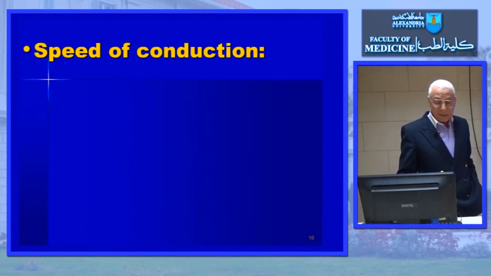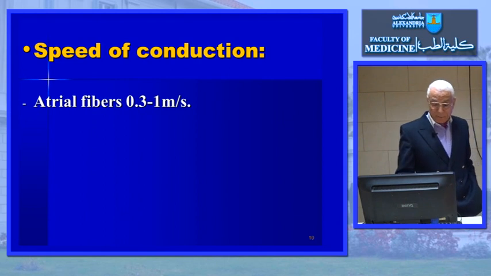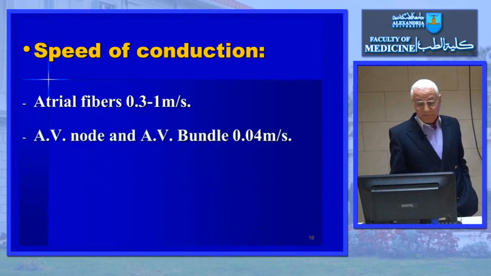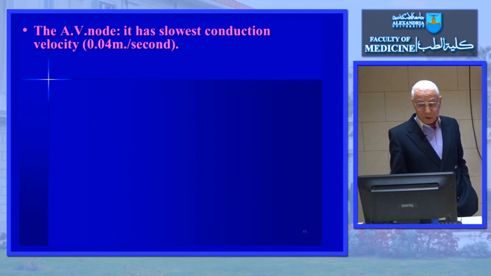The speed of conduction in the conducting system, as I said: atrial fibers, about 0.3 to 1 meter per second. AV node and the AV bundle, 0.04 meter per second. Bundle branches and Purkinje fibers, 4 meter per second. Good. The AV node has the slowest conduction velocity, 0.04 meter per second. What is the significance?